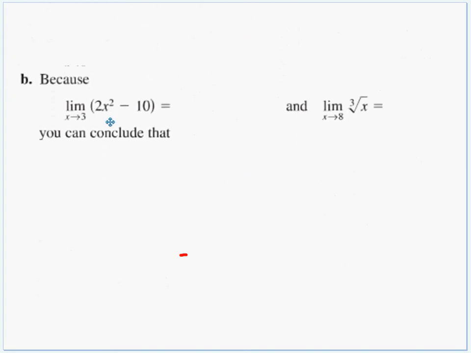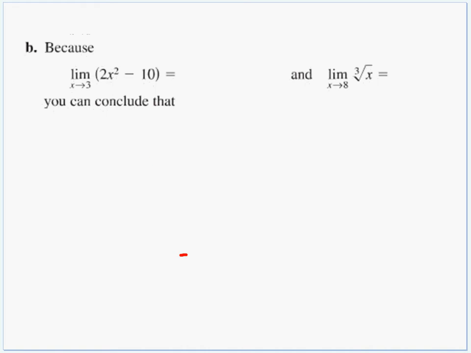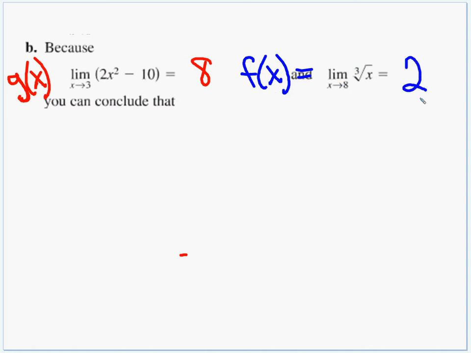Here's another one really similar to that. Let's call the first function g of x. G of x, x is approaching 3 of 2x squared minus 10. Well, if we plug the 3 in there, 3 squared is 9. 9 times 2 is 18. 18 minus 10 is 8. And that 8, the output of the g function, becomes the input of the f of x function. So f of x, our limit, x is approaching 8 of the third root of x. So we plug in the 8. The third root of 8 is 2.